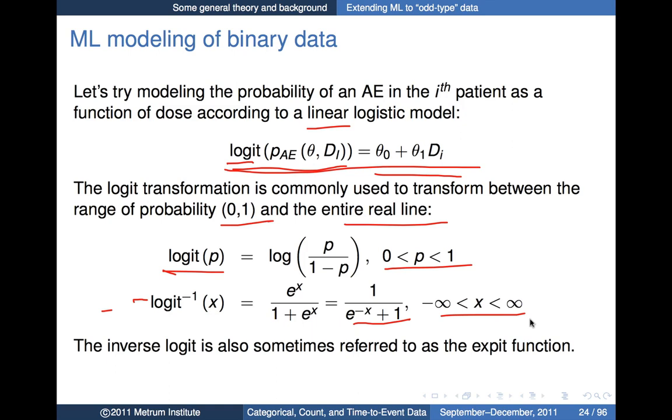So it's a way to transform between those two spaces, from the 0, 1 range to the whole real line. Also, a comment here: some people like to refer to this inverse logit as an expit function. In the same sense that the logit is an extension of the log function, they think of the inverse logit as being an extension of the exponential function. Okay, so this is your first look at logistic regression, because we've got a linear logistic model. That's what we're going to use for this example.